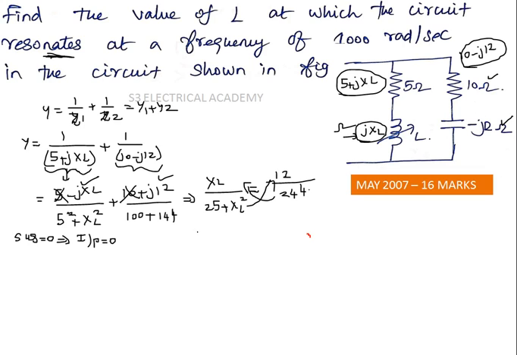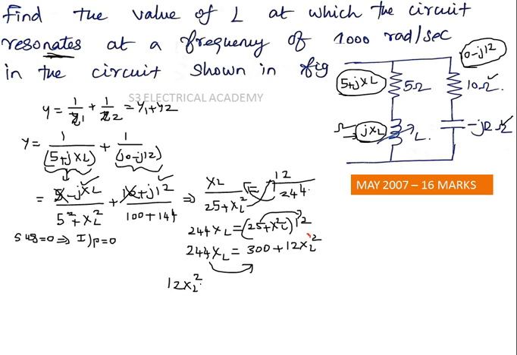244 with XL and the 12 with the other term, that is 244 XL should be equal to 25 plus XL squared, multiplied by 12. So this equation becomes 244 XL equals 25 into 12, which is 300, plus 12 XL squared. Now take this term to the other side: 12 XL squared minus 244 XL plus 300 should be equal to 0. So this is a quadratic equation. We have to determine the roots of this equation.